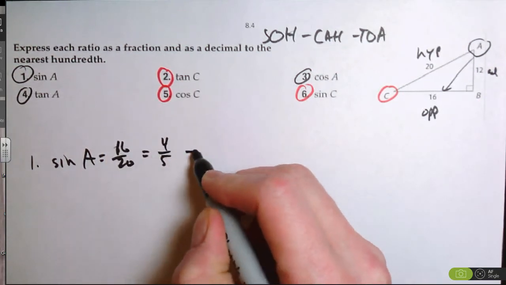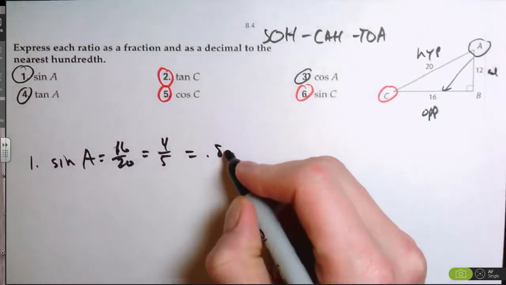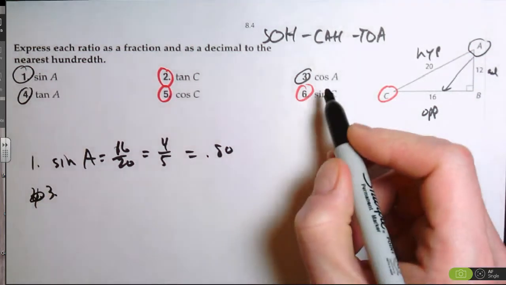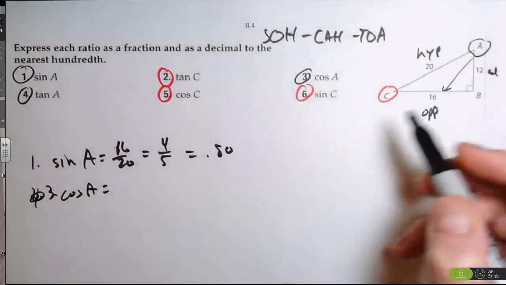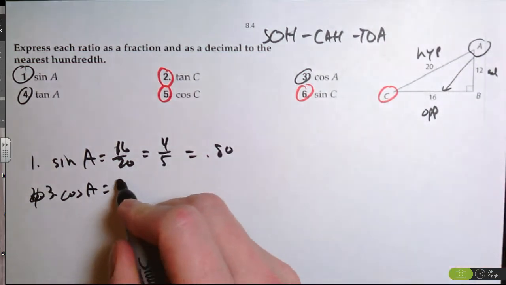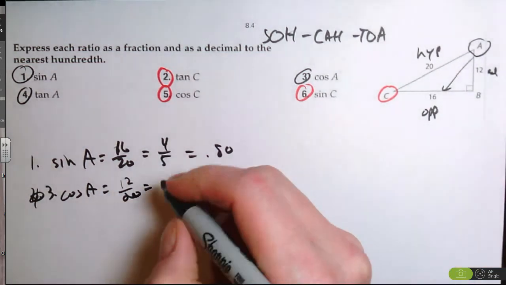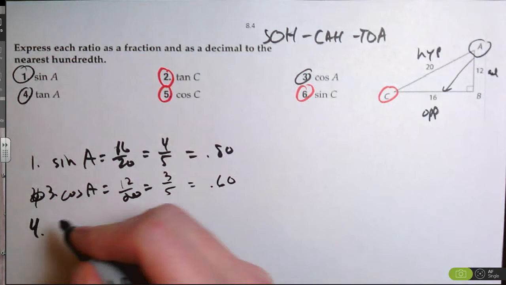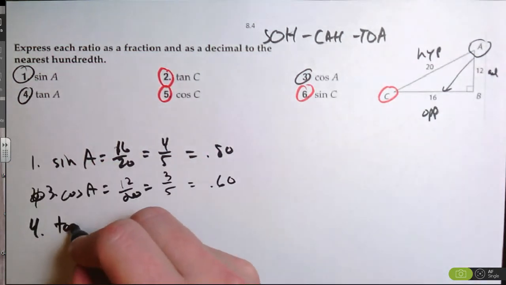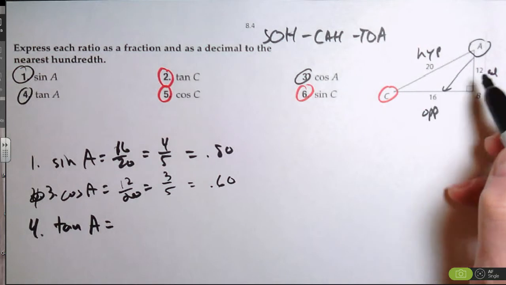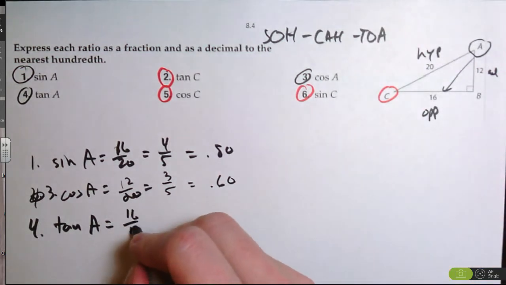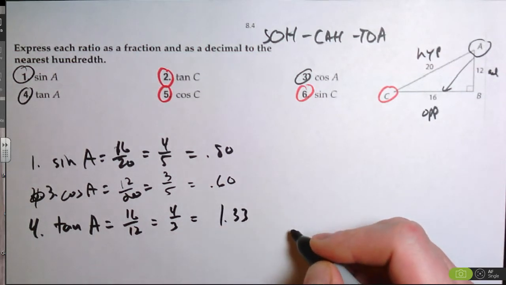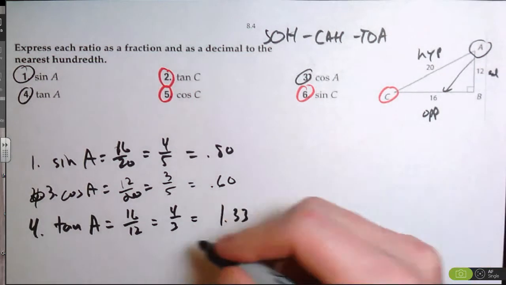So for number 1, sine of angle A is opposite over hypotenuse, so 16 over 20, which reduces to 4 over 5, which is 0.8. I don't even need a calculator for that, or just the nearest hundredth to be 0.80. Number 3 is cosine of angle A. Cosine is adjacent over hypotenuse, so it'll be 12 over 20, which is then 3 over 5, which is 0.60 to the nearest hundredth. And then number 4, which is tangent of angle A, is opposite over adjacent, which is 16 over 12, which is 4 over 3, which is 1.33 to the nearest hundredth. I didn't get a calculator out because I knew those, but just divide them out to get the decimals.